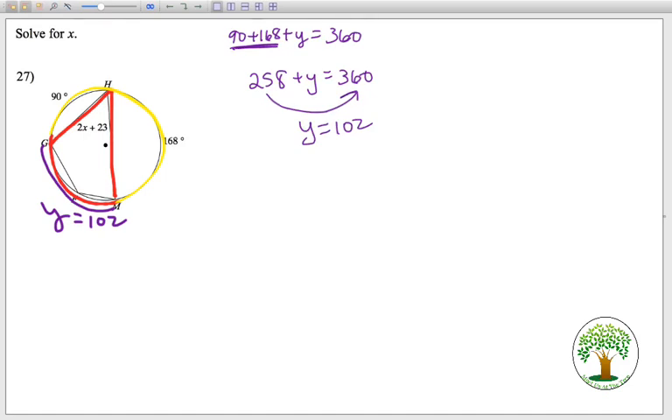All right. If this piece is 102, and I take half of that, it will equal this piece. So we have 102 divided by 2 equals 2x plus 23. 102 divided by 2 is going to be 51.